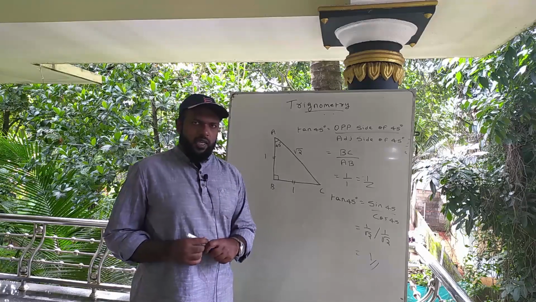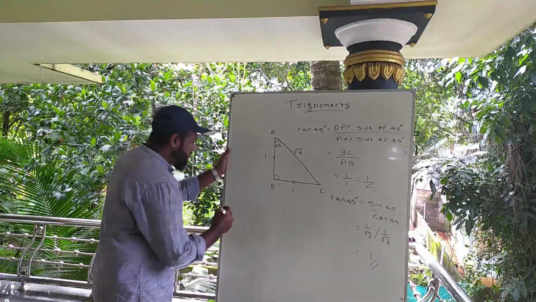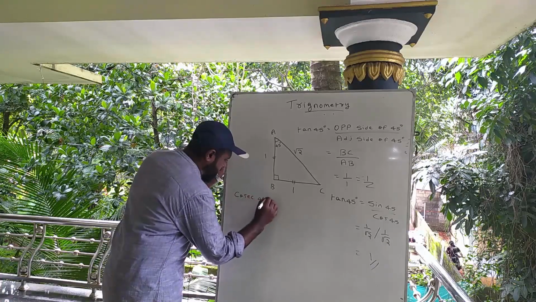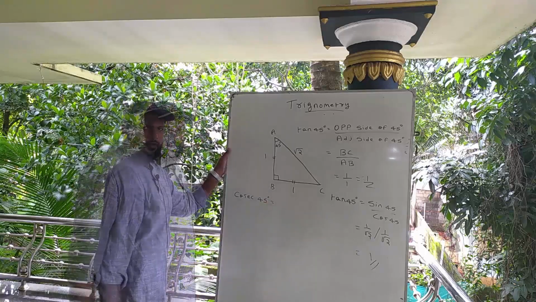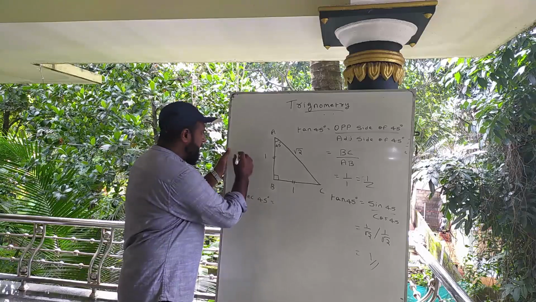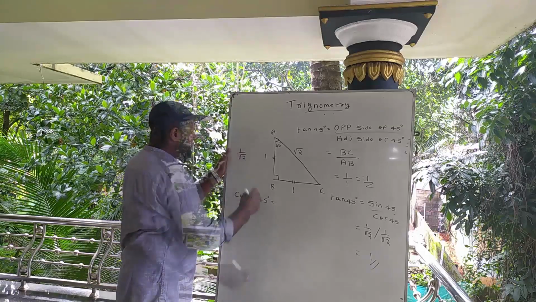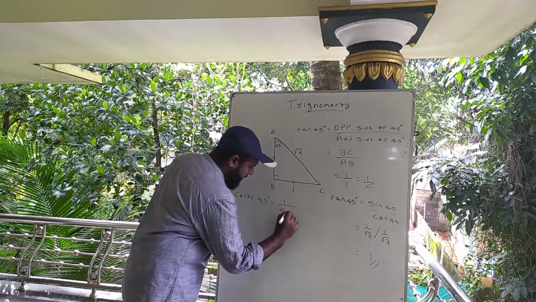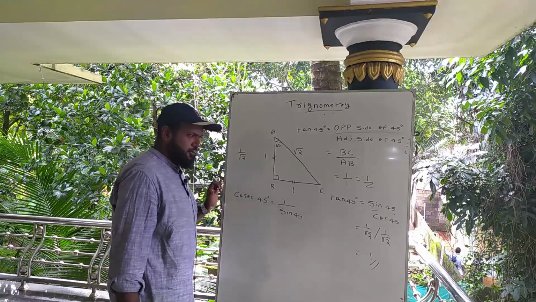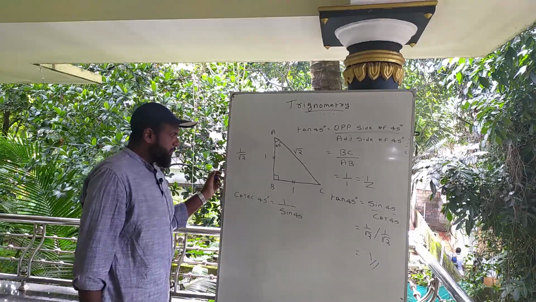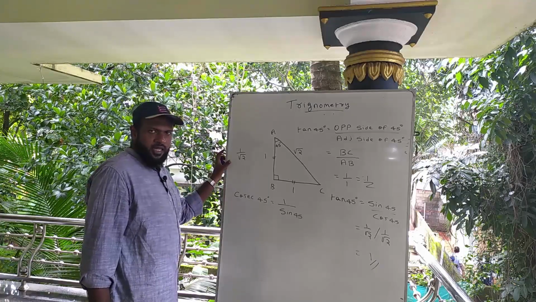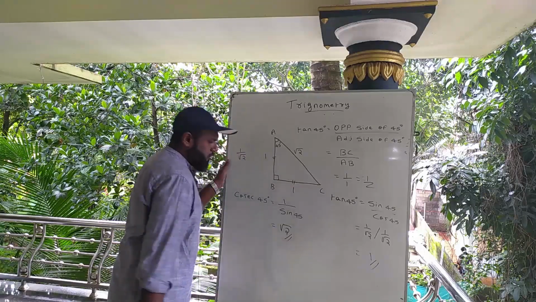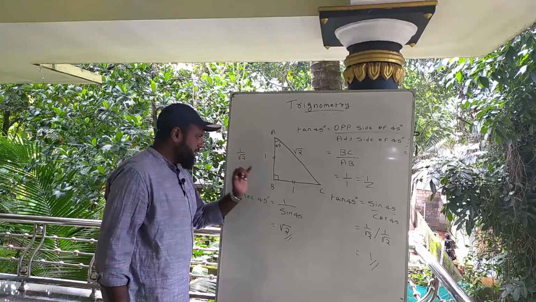Then in the next step we can learn what is cosec 45. Sin 45 is 1 by root 2. We know cosec 45 equal to 1 by sin 45, equal to the reciprocal of 1 by root 2. What is the reciprocal of 1 by root 2? Equal to root 2.